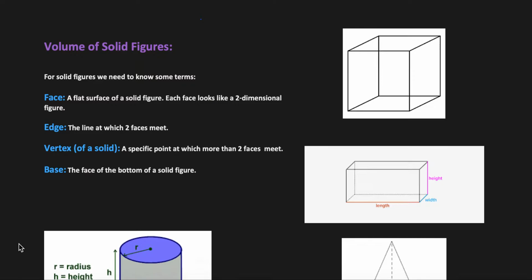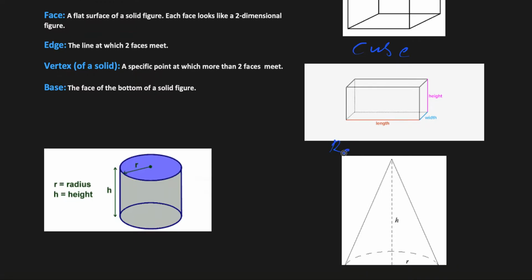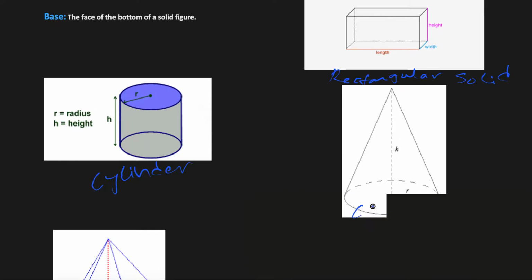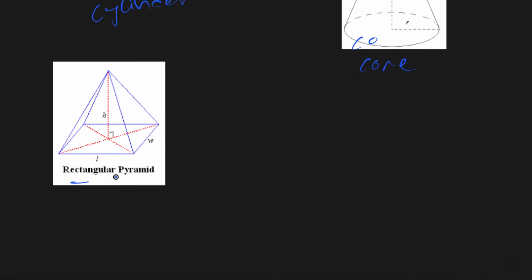This week we will look into volumes of solid figures, and we'll look at volume for a cube, which is this, volume for a rectangular solid, cylinder, and also cone, and then we'll also look at rectangular pyramid.